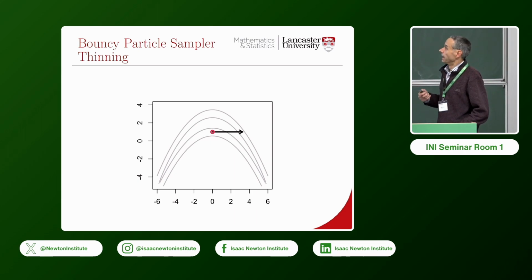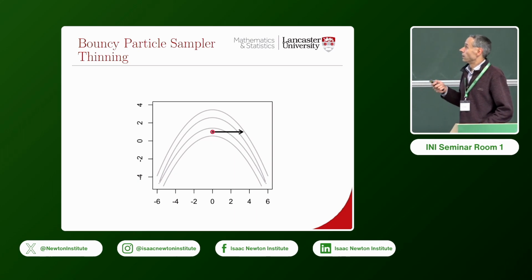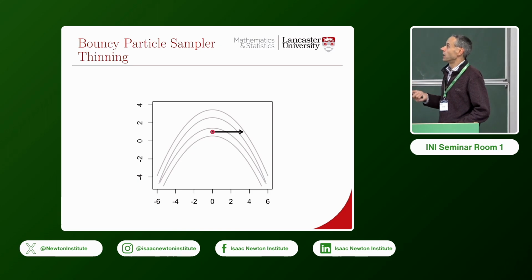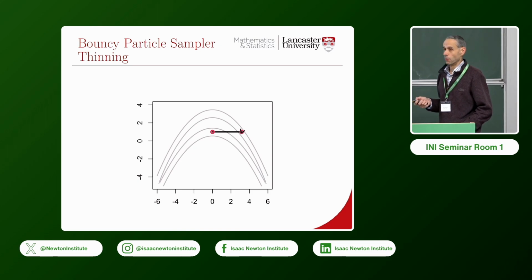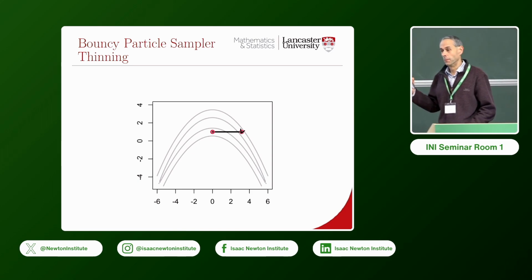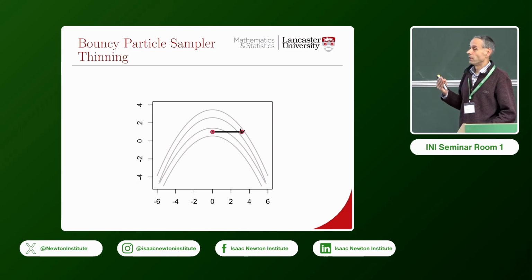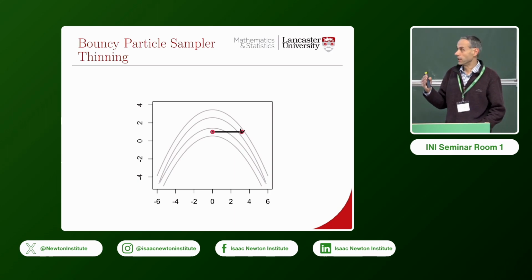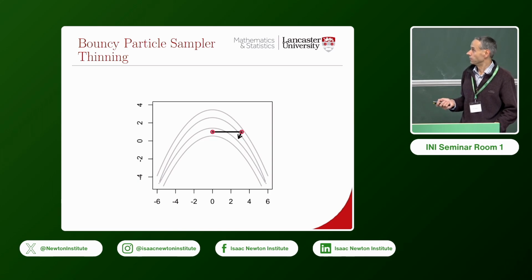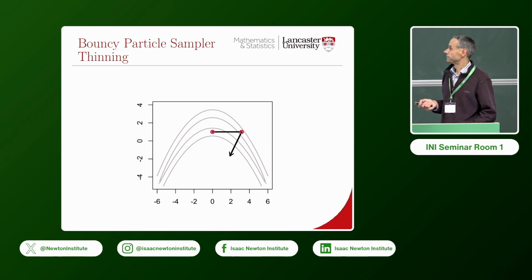If we do accept, then an event has occurred in our bouncy particle sampler, so we just reflect the velocity of our process in the gradient of log pi at that point. And then we just repeat.